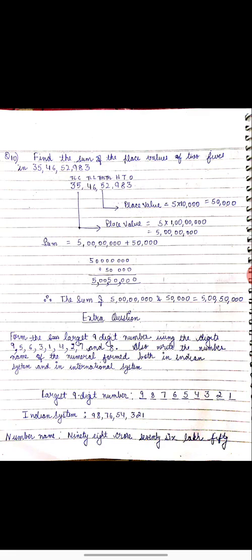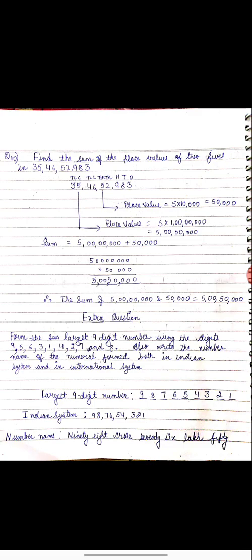And you have to first of all write the place values of each 5. So now let us look from the right side. First 5 is at 10,000s place. So how to find the place value? What is the face value of 5? 5, and multiply by its place. It is at 10,000s place. So multiply 10,000 by 5. What do you get? 50,000.